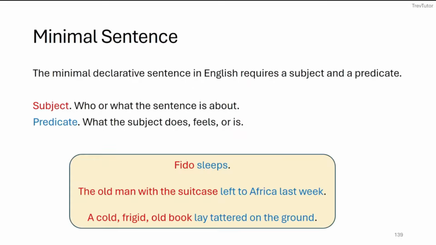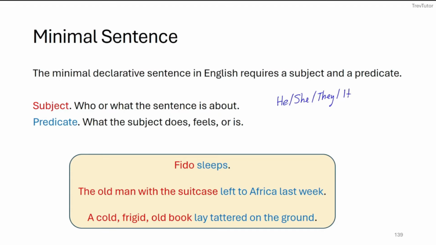So to do that, we should probably understand what a sentence is, and we'll take a look at the smallest possible sentence that we can have, which is a sentence that has at least a subject and a predicate. So the subject is simply who or what the sentence is about. You can usually identify subjects in sentences by replacing them with a pronoun like he, she, they, or it. And predicates are what the subject does, feels, or what it is.